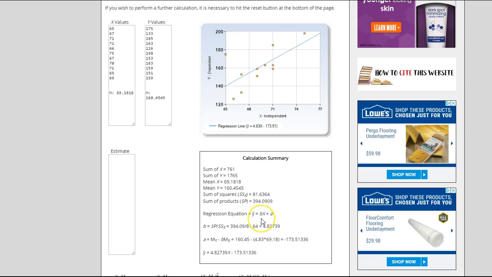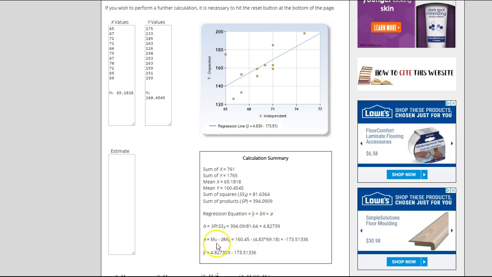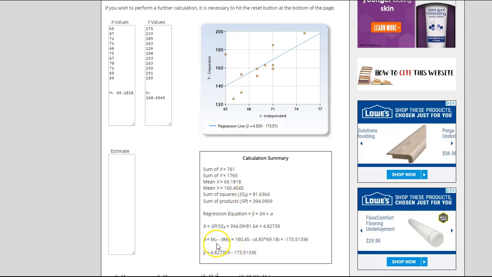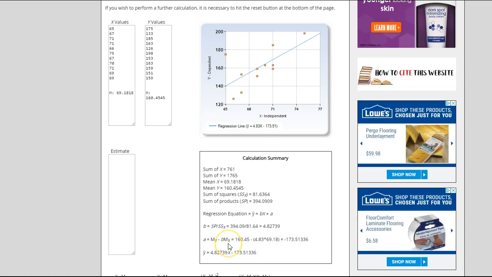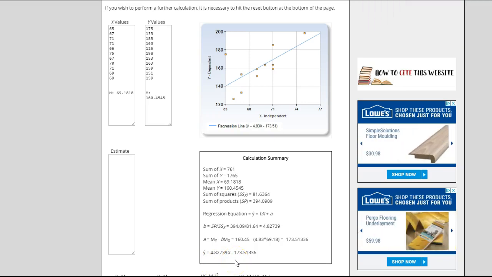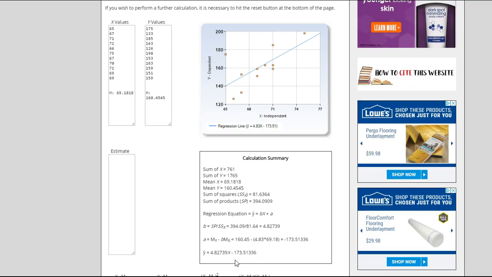Our regression equation is in this format where y hat equals bx plus a. Our b is given with our SP, our sum of the products, divided by the sum of the squares. Our A is given by the mean of our y's minus b times the mean of our x's. Those are the same equations that are in our book, and that's how they get their y hat equation, our regression line.